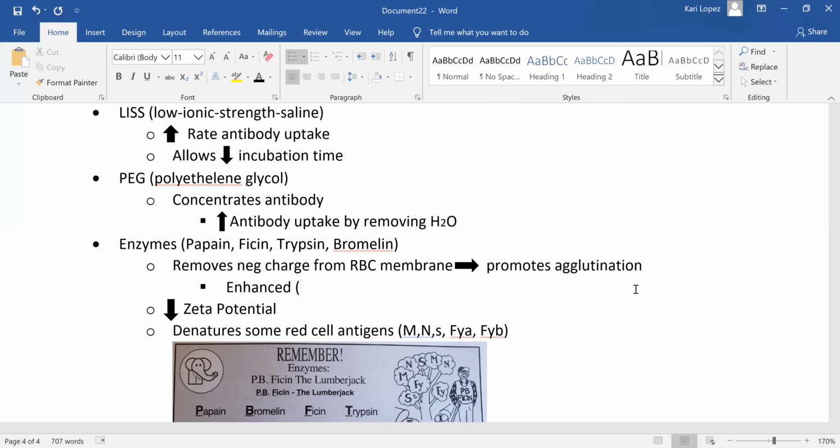So our enhanced ones are going to be more of your RH, Lewis, and then your KID, which is going to be your JKA and JKB. And I always remember those because kids joke around a lot. So your KID, JKA and JKB. And then your warm or cold autoantibodies. So warm, cold autoantibodies.